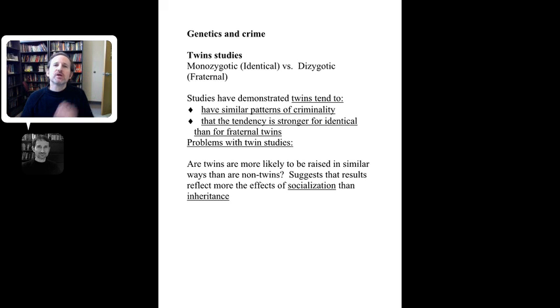So the issue is, is it biology that's the determinant of the behavior, or is it environment? And that is captured in this idea here. Are twins more likely to be raised in similar ways than non-twins? And if that's the case, then it's not necessarily clear if it's a biological effect or a social environmental effect. So socialization, and the fact that some twins particularly have very, very similar socialization, might be perhaps the variable instead of inheritance. It's hard to tease out.